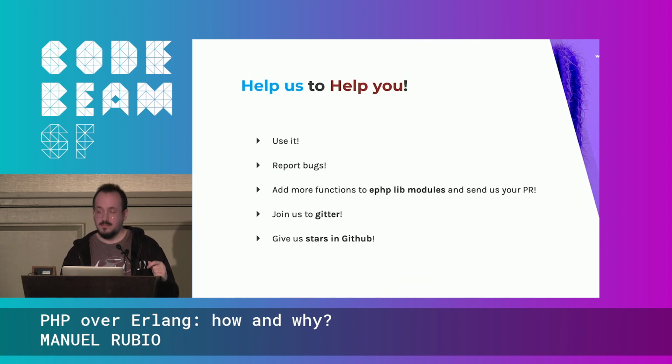And well, if you want to help us to help you, if you want to use it, please use it. If you have a project or something like that, or a toy project, it's okay. Report bugs in GitHub. We have the issues part for reporting, and you can add more functions in the ephp lib modules or create your own extensions. You can join us in Gitter. That is the link in the GitHub. And give us a star in GitHub, of course.